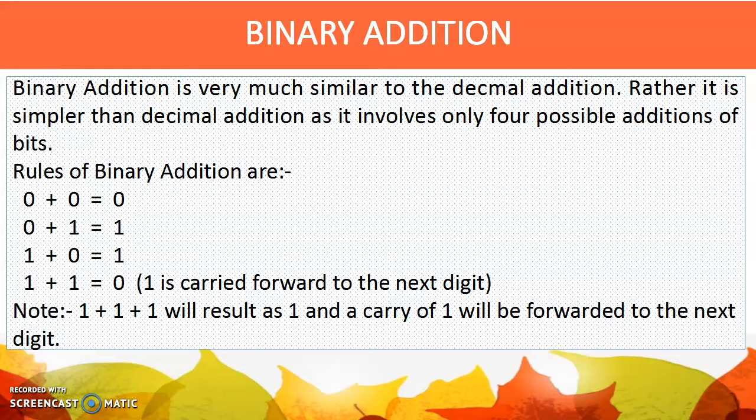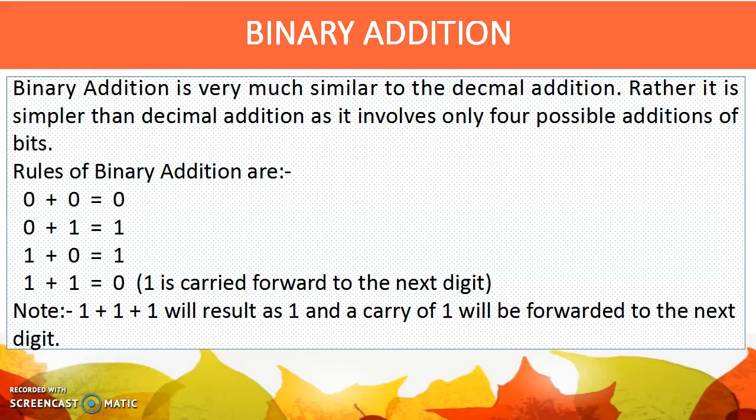Now we have some rules for binary addition which you need to note down. These are 4 rules. 0 plus 0 results in 0, 0 plus 1 will result in 1, 1 plus 0 will result in 1 again, and 1 plus 1 actually results in 10, but we do not write it exactly as 10. We write the result as 0 and 1 is carried forward to the next digit.